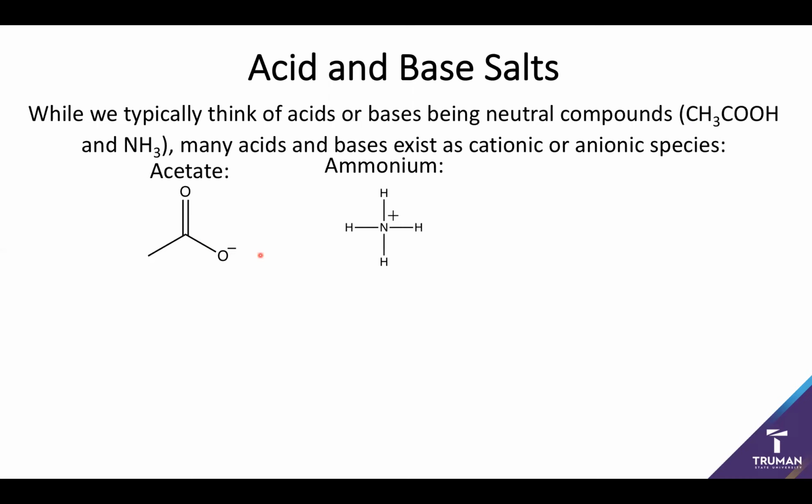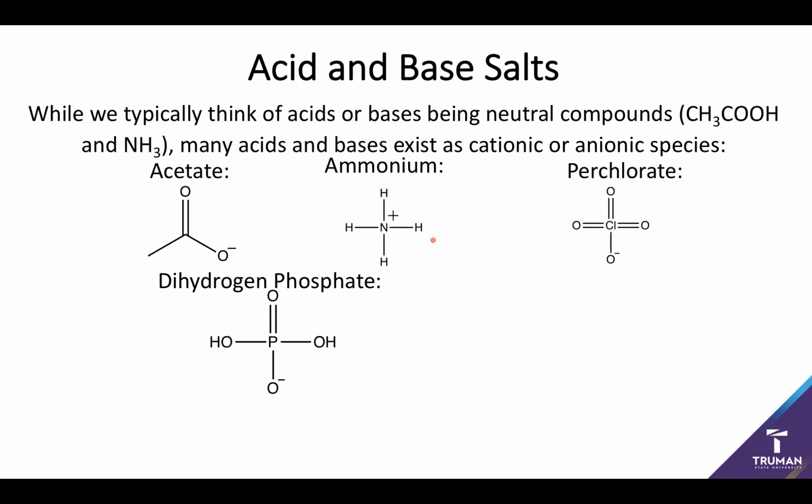Similarly, ammonia can generate the conjugate acid ammonium, which with its plus charge and one more proton than is good for it, can act as a weak acid. However, we also have things like perchloric acid, which can decompose to form perchlorate. So this is going to be our conjugate base. However, we also have much more nuanced scenarios like dihydrogen phosphate.